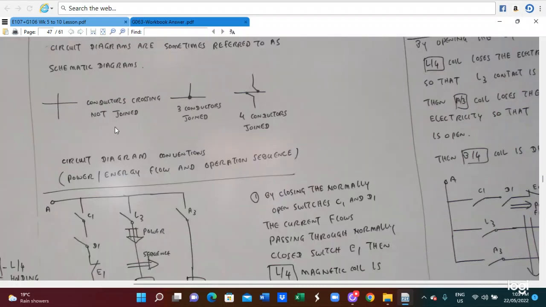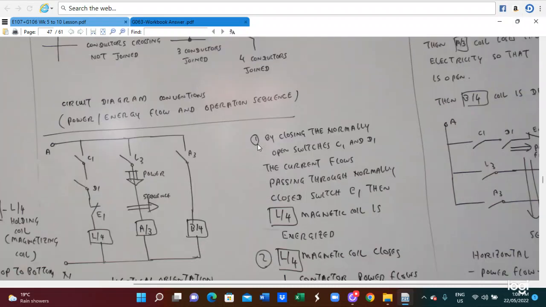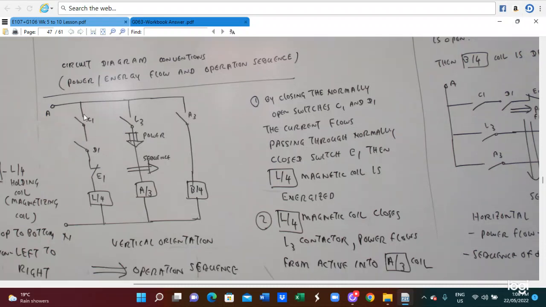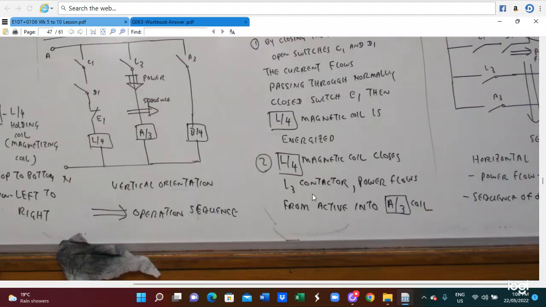So this is the conductor crossing, not dry. This is the conductor dry. This is the conductor dry. So here is a circuit diagram conversion. So this is called a letter diagram. And here we use the operation principle.